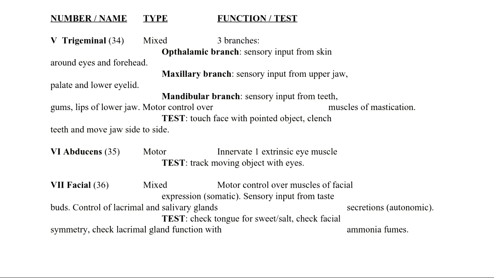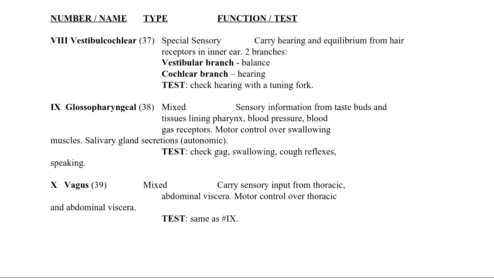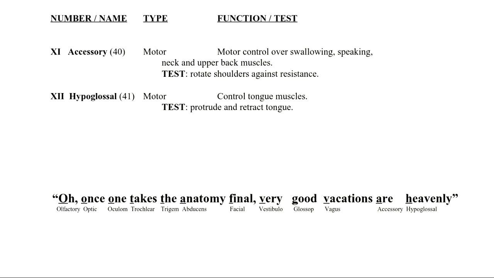I think the picture here, it's kind of broken up, but hopefully in your lab manual, it's a little bit easier to read as you go through these. 9, 10, 11, and 12. And then I've included this mnemonic if you're interested in using that to help you memorize them, but you don't have to. That's what that is at the bottom. So anyway, those are the 12 cranial nerves.